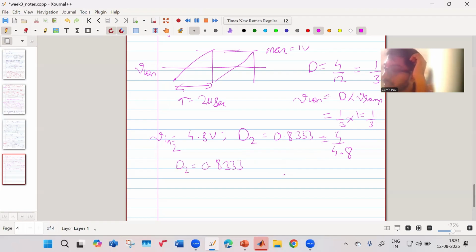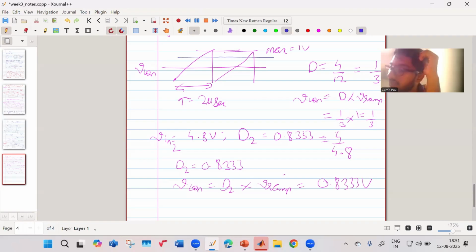So your Vcon will be D2 into VRAM, that is equal to 0.833 volt. So now your D2 would have shifted to this value. This will be your Vcon 2. So your Vcon can go from here to here, and your duty also can change. That's all fine and well and good.